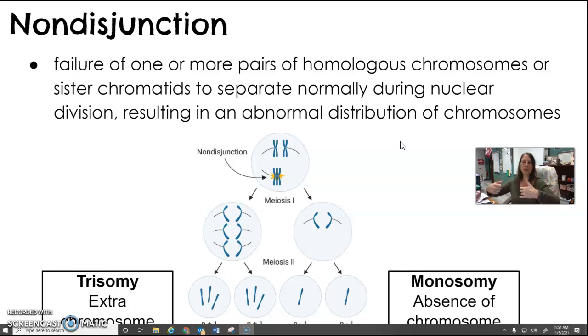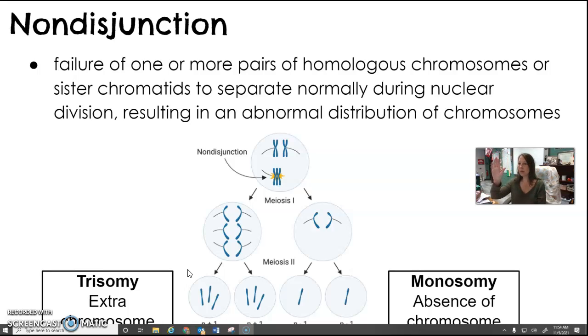So that's nondisjunction. When the chromosomes pull apart to go to the other sides during meiosis 1, an extra one gets pulled over, or sometimes even just a piece of one gets pulled over. And when that happens, you get too many on one side and too few on another. We start out with our 2 and then we should end up with 4 chromosomes.